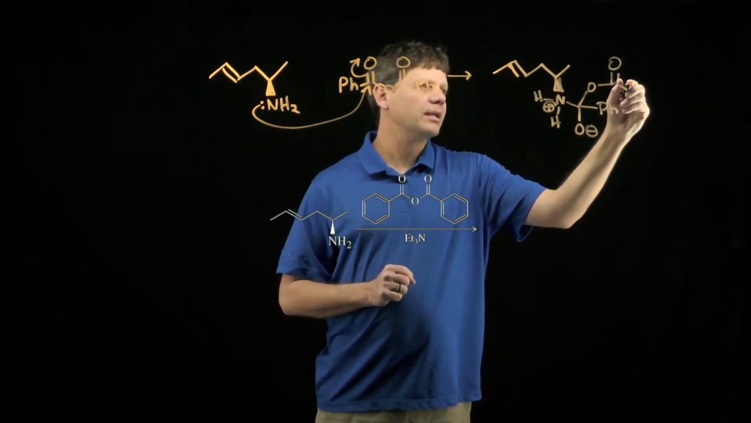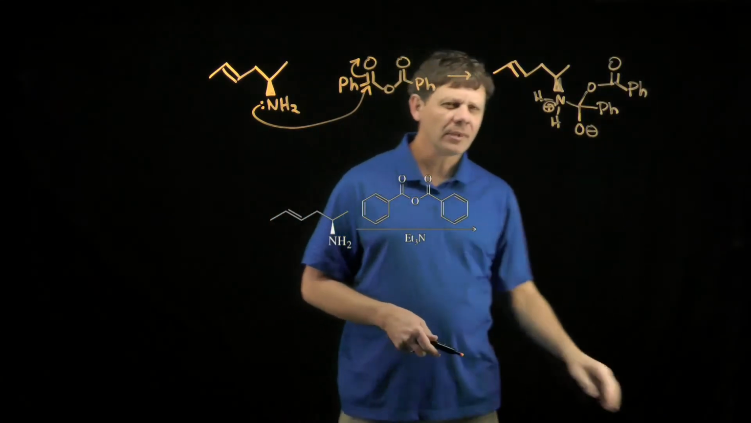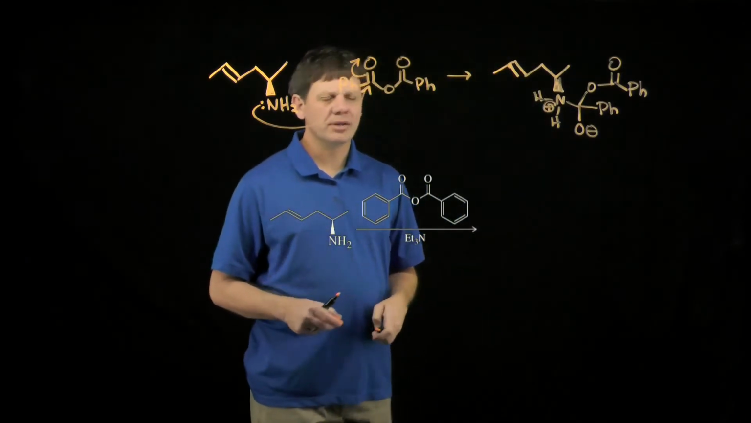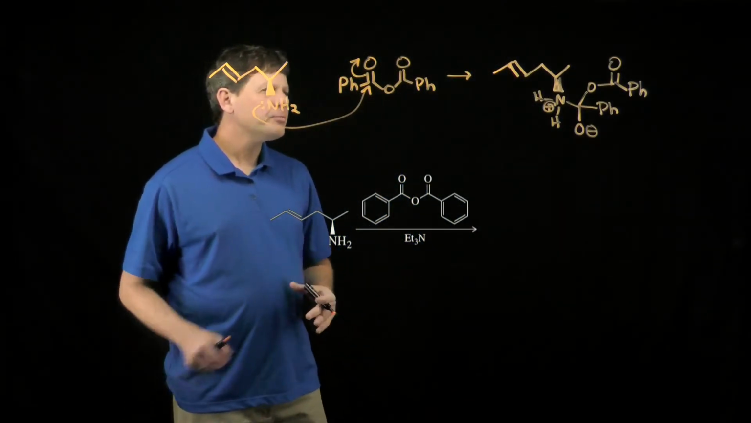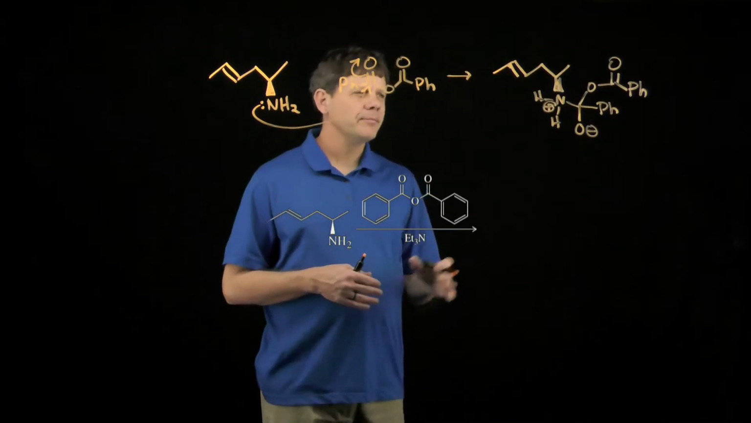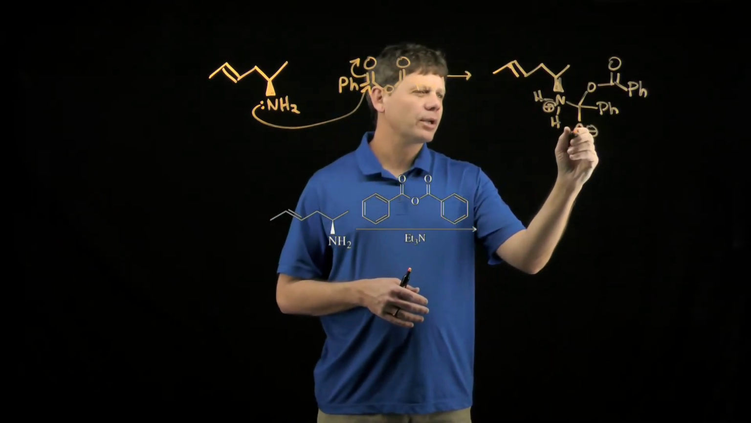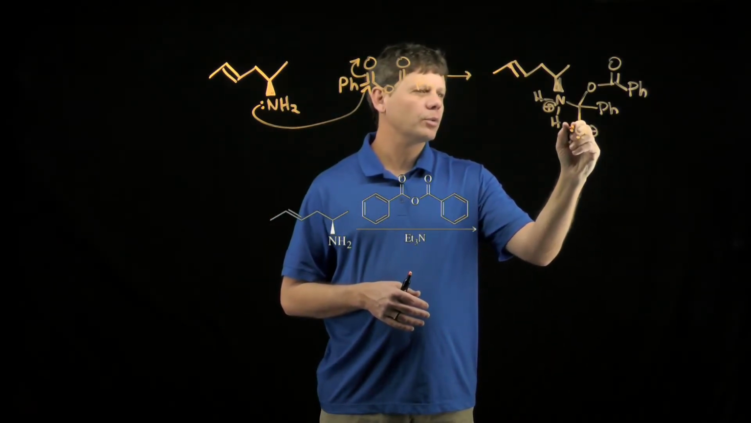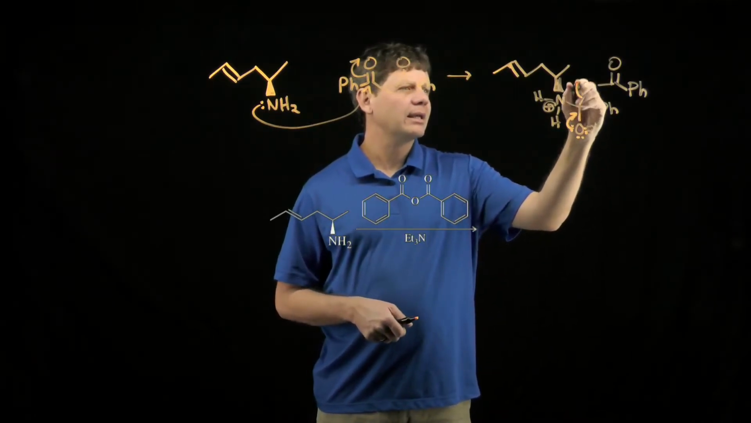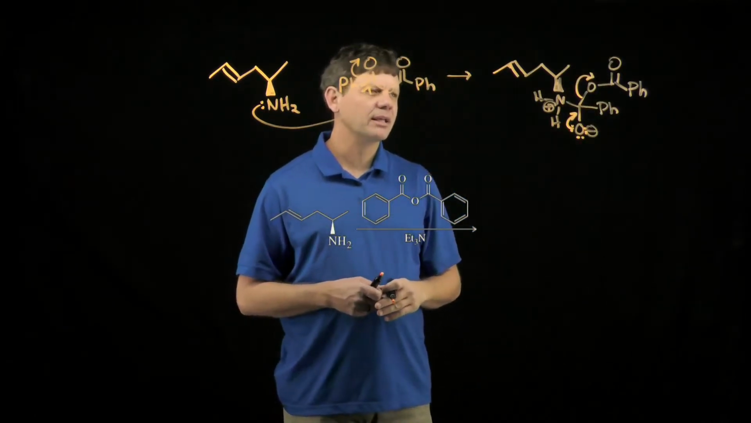And I've abbreviated the phenyl groups as Ph to make this easier. At this point, we've formed our tetrahedral intermediate. The tetrahedral intermediate is going to collapse. A lone pair of electrons will kick back down and kick out the carboxylate leaving group.